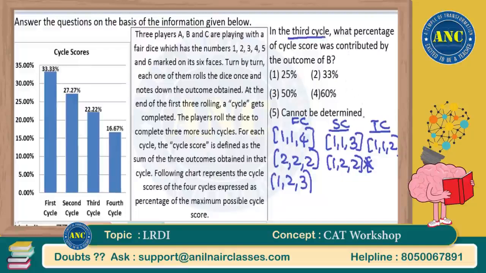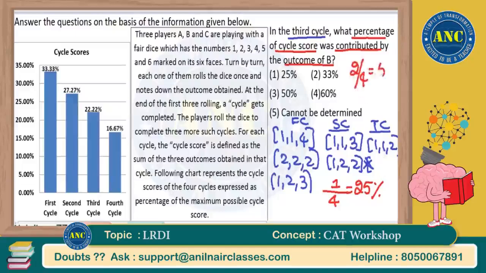What is the question? In the third cycle, what percentage of the cycle score was contributed by the outcome of B? Outcome of B, if it is 1, 1 out of 4, which is 25%. Second, if B is 2, 2 out of 4, it is 50%. So it could be 25 or it could be 50. So the answer is cannot be determined.